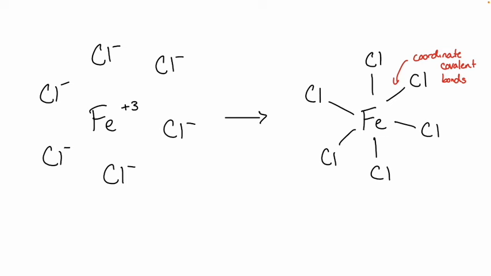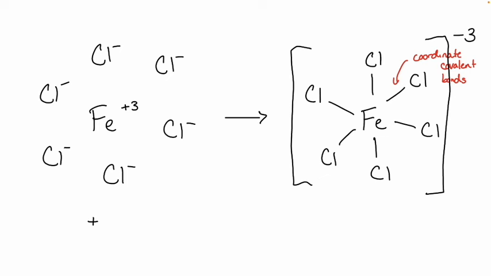All right, so these complexes still follow our normal rules of charge conservation here. So if I have one iron ion with a positive 3 charge, and 6 chloride ions, each with a negative 1 charge, my complex is going to have an overall net charge of minus 3. Plus 3 minus 6 gives me my net charge of negative 3. We put a little box around our ion with the charge in the corner.